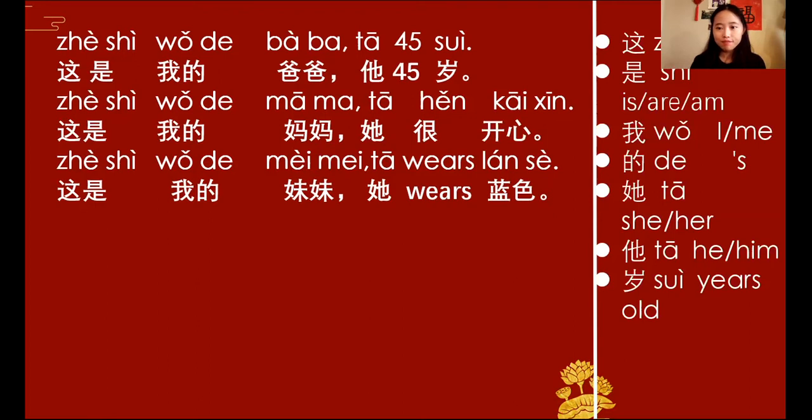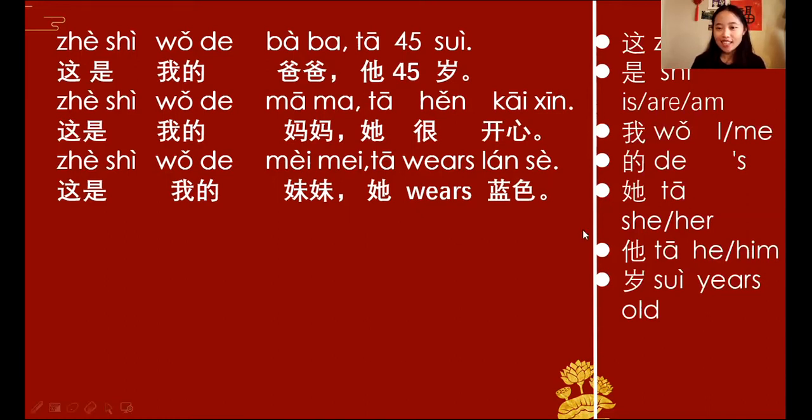Then 他. There are different 他. First, it's for 爸爸. 他45岁. This 他 is for male. And then for mama, 这是我的妈妈. This 她 is different, right? Have you noticed there is a female radical? 女, 她 means female. So 她很开心. Usually, the different Chinese characters have the same pronunciation, but when you write it down, you should pay more attention. Don't write the wrong one.